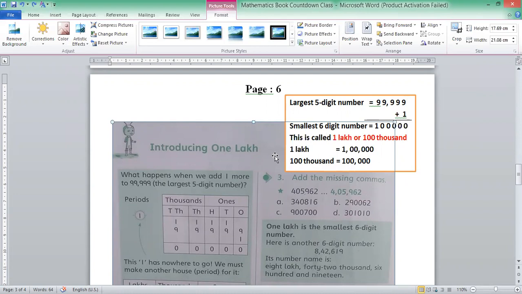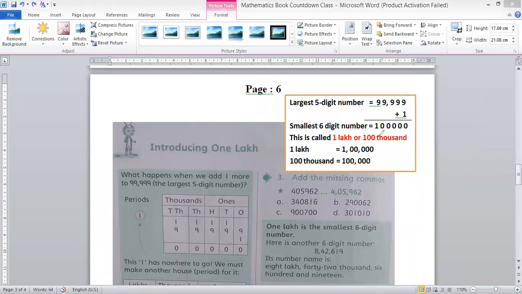Students, look at the screen. All of you know that the largest 5-digit number is 99,999. When we add 1, we get 100,000. This is the smallest 6-digit number. The smallest six-digit number is written as 1 with how many zeros? 1, 2, 3, 4, 5 zeros. This is also called 1 lakh, or we can read it as 100,000.